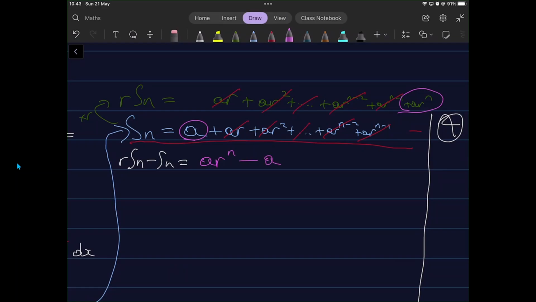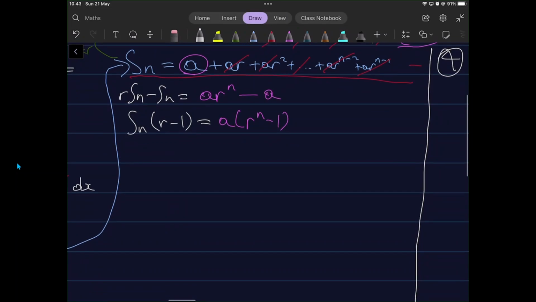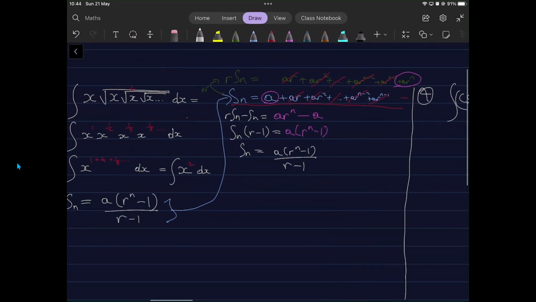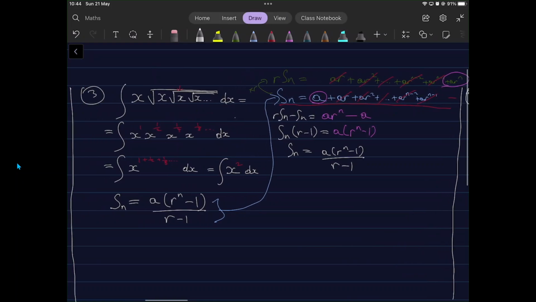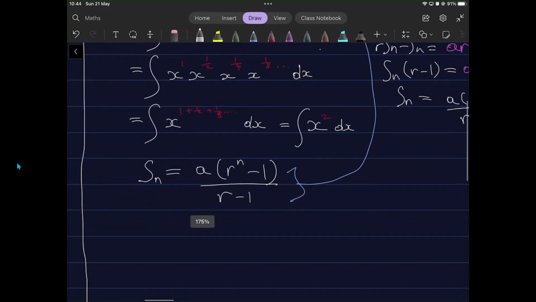And now let's just do some basic factorization. If you factorize the left hand side, you get Sn multiplied by r minus 1. And if you factorize the right hand side, you get a multiplied by r to the n minus 1. And finally, all we need to do is isolate the Sn from the left hand side and bring r minus 1 to the right hand side like this. So there you go, there's a proof for this. This might be useful for those of you who are doing your A-levels. I don't know. Now back to this.